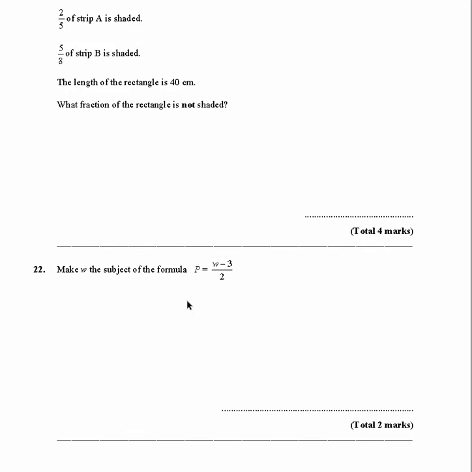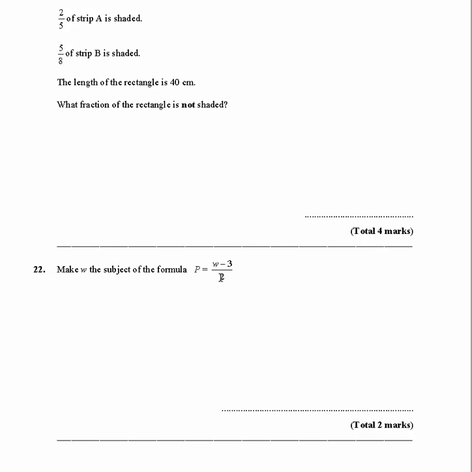Okay, whoops. Make W the subject of the formula. P equals (W minus 3) divided by 2. Now at the moment P is the subject of the formula. We know that because it's the letter that's all on its own. It's not necessarily the thing that's on the left, although it normally is, it could be on the right, but the letter is all on its own. It's a formula that tells us what P is when we know what W is. And we need to rearrange it so that we get W being the subject of the formula.